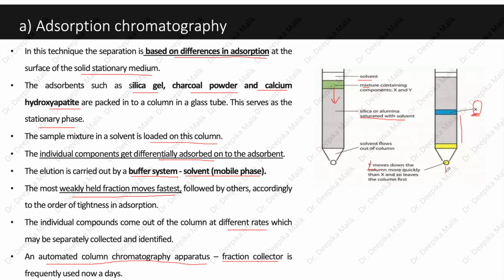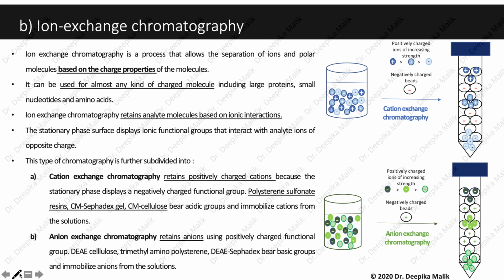The second type of chromatography is ion exchange chromatography. It is a process that allows the separation of ions and polar molecules based on the charge properties of the molecules. This process can be used for almost any kind of charged molecule, including large proteins, small nucleotides, and amino acids. Ion exchange chromatography retains analyte molecules based on ionic interactions. The stationary phase surface displays ionic functional groups that interact with analyte ions of opposite charge.